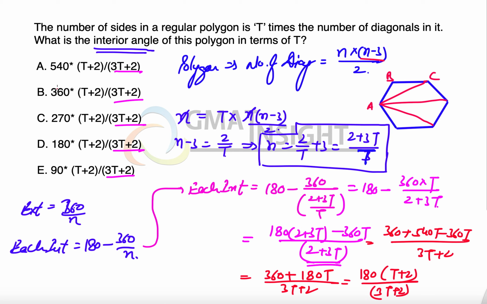Let's quickly see. 180 times t plus 2 divided by 3t plus 2 is option D. So option D becomes our answer.